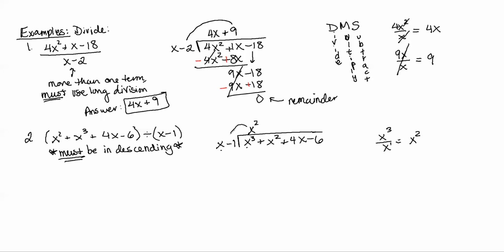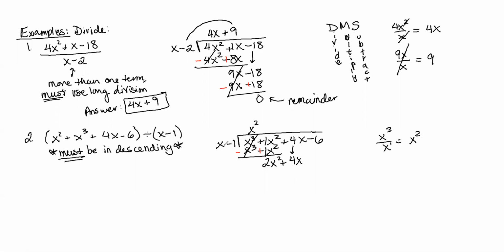And then we multiply. So x squared times x is x cubed. X squared times negative 1 is negative 1x squared. And then we're going to subtract. I'll change both the signs. Just erase this stuff. There we go. Okay, so these guys cancel like they should. X squared, 1x squared plus 1x squared is 2x squared. Bring down the next term and repeat.